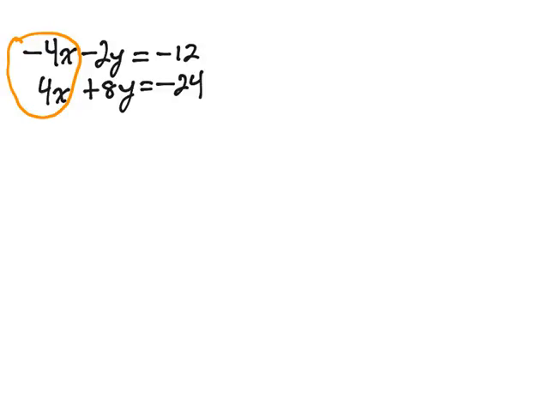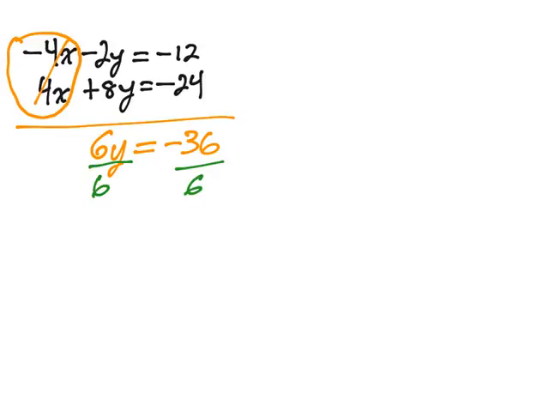So we can add these two equations together, and let's see what happens. Negative 4x and positive 4x cancel each other out. Negative 2y plus 8y equals 6y. And negative 12 minus 24 equals negative 36. Now we have a very simple equation, 6y equals negative 36. All we need to do now is divide both sides by 6, and we get y equals negative 6.